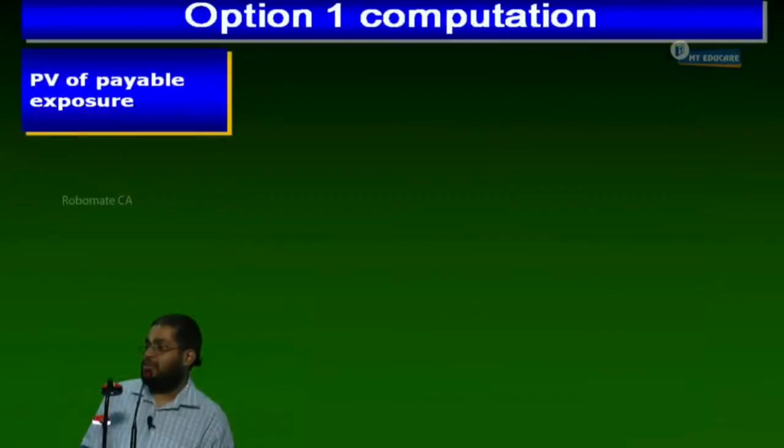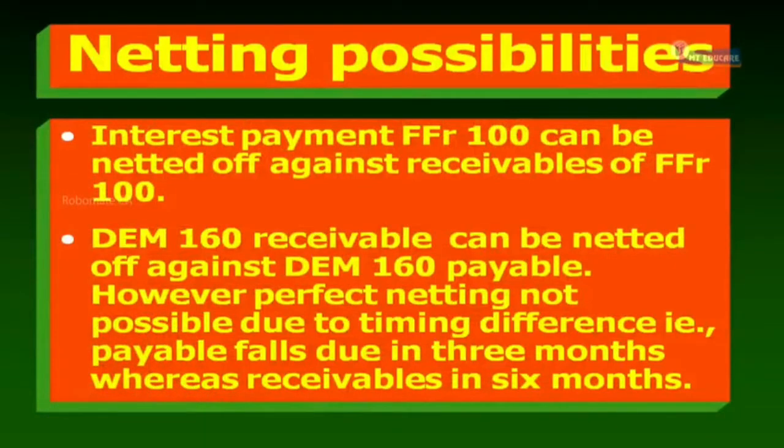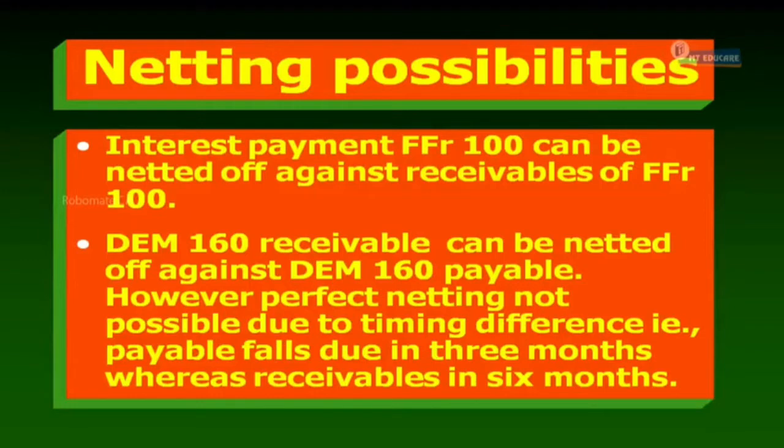Okay, please copy the solution. So, netting possibilities. Question number 28. Take question number 28. Netting possibilities. Interest payment of French franc 100 can be netted off against receivables of French franc 100.